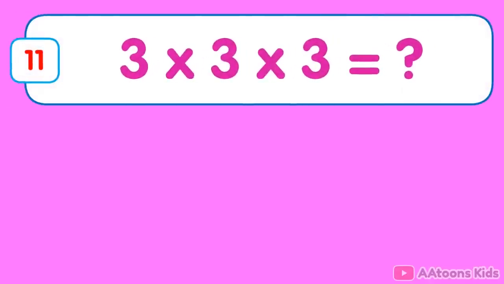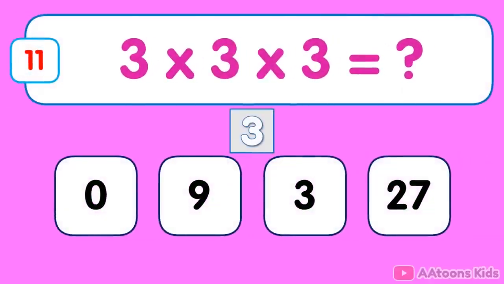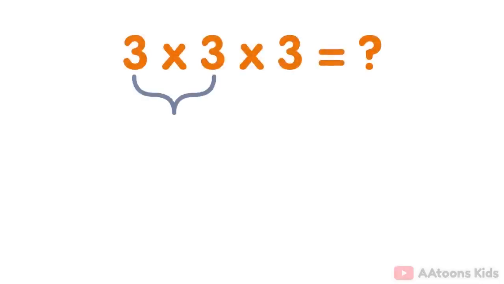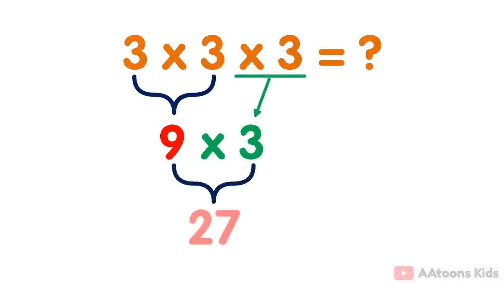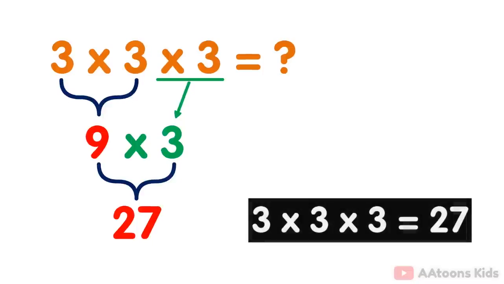3 multiplied by 3 multiplied by 3. 27. Simply multiply the numbers 3 and 3, which equals 9. Then you multiply the result 9 by 3. You will get 27. Therefore, the answer to 3 multiplied by 3 multiplied by 3 is 27.